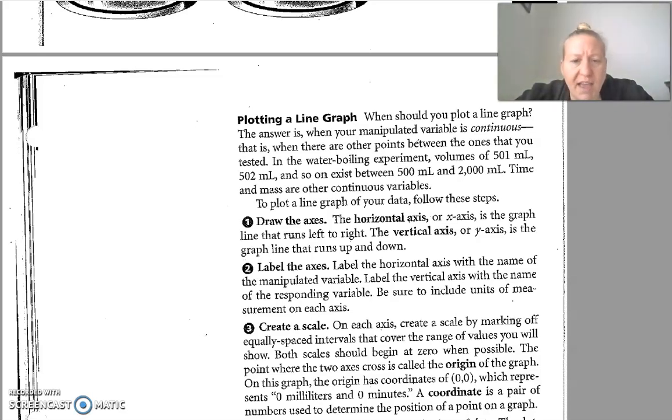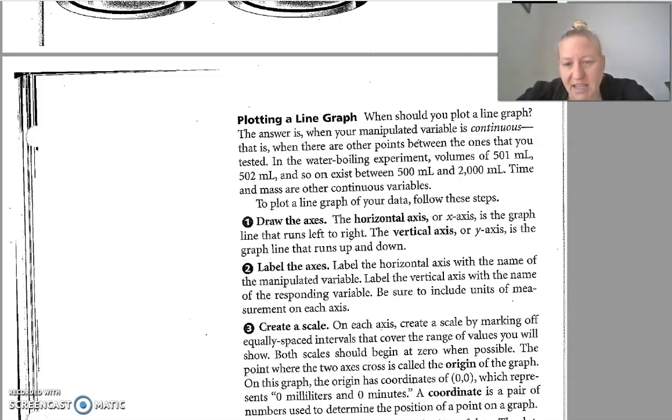Okay, draw the axes. The horizontal axis, or the x-axis, is the axis of a graph that runs left to right, horizontal, right? The vertical or y-axis is the axis that runs up or down. So this is vertical. This is your y-axis.